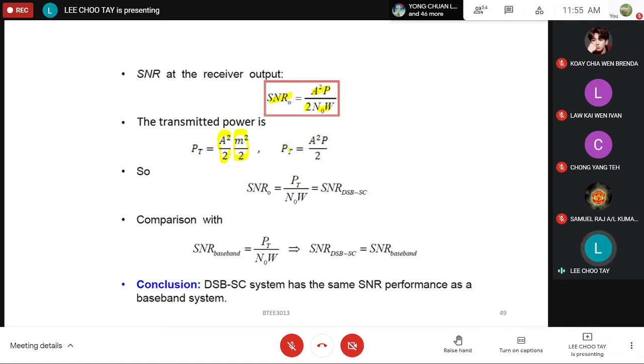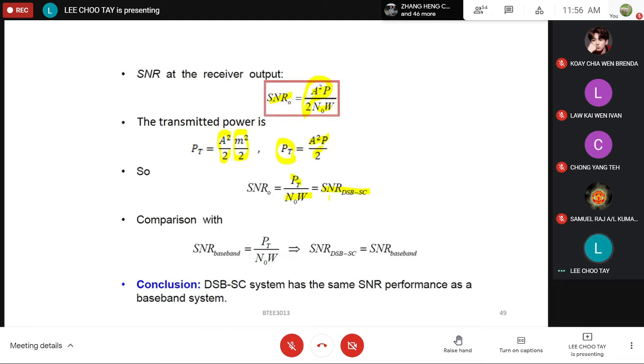So transmitter power basically is, again, m square over 2 is the message power, which is P. So I can substitute A square P over 2 with PT. That gives me the signal to noise ratio of double sideband suppressed carrier being PT over N naught W.